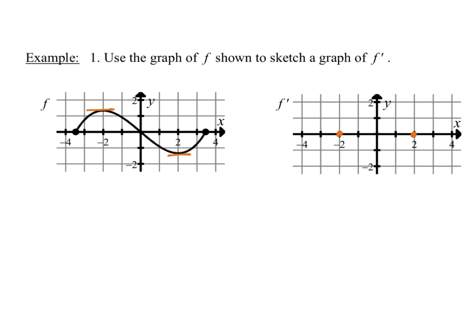So I can plot those. Remember, this is a graph of the slopes of this function. So when x is negative 2, the slope is 0. When x is 2, the slope is 0. That's where I'm going to start. Do I have any other super easy ones to find?